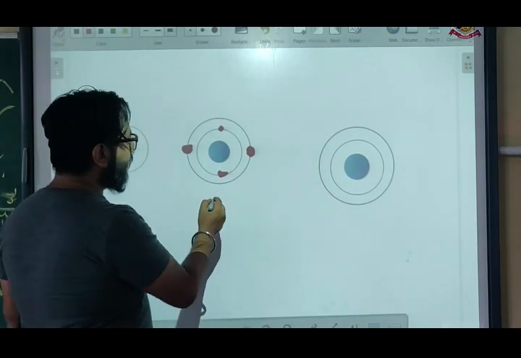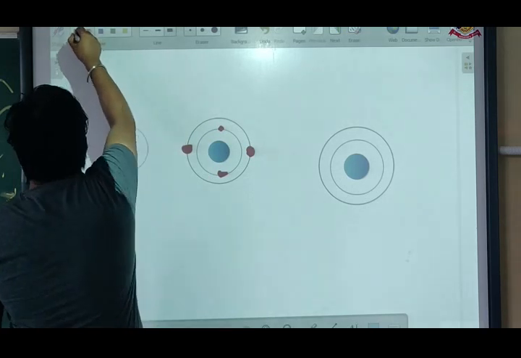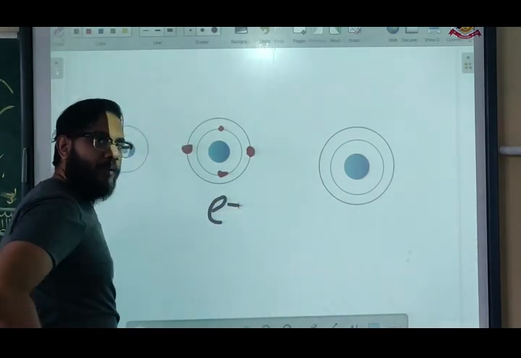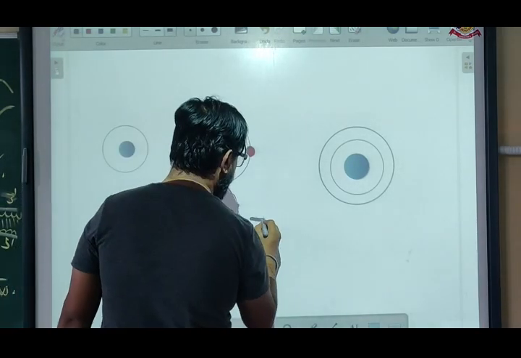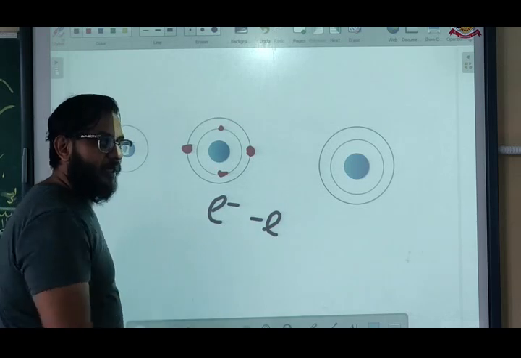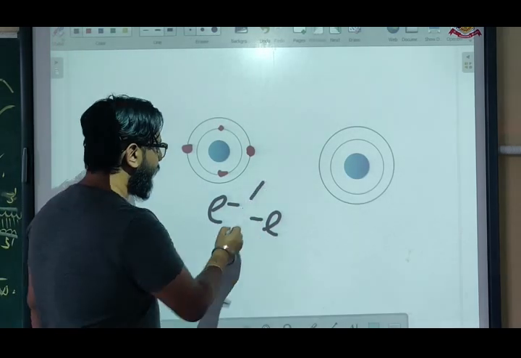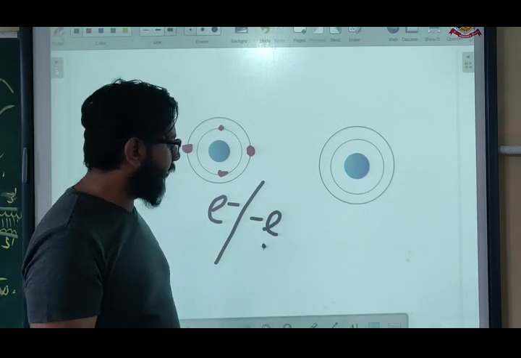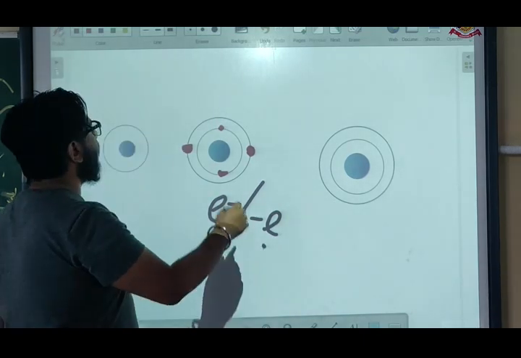Electrons are written as this or this. Negative e or e negative, up to you, whatever you would prefer. This is how I'll be writing electrons from now on.